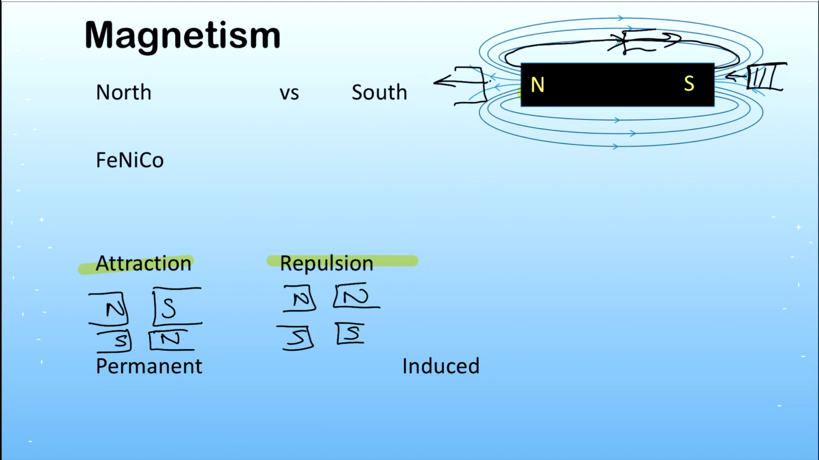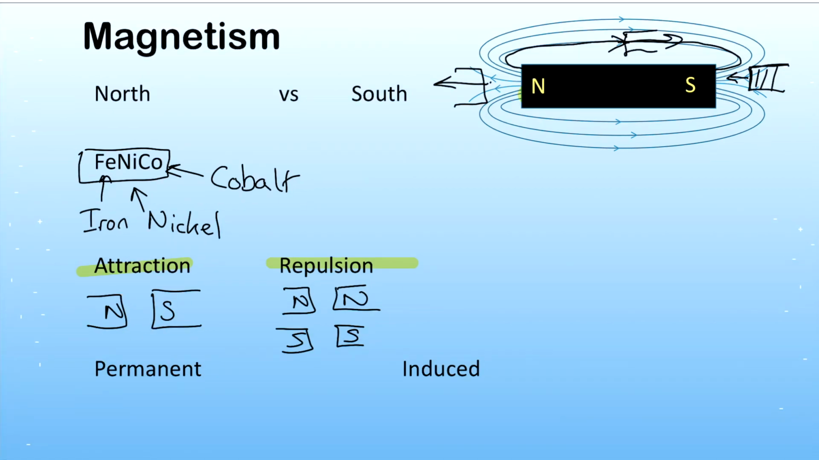The other thing that we're going to look at here is the idea of the three types of metal that are magnetic or can be magnetized, which are FeNiCo. Fe is iron, Ni is nickel, and Co is cobalt. That means that any of these can be put into an alloy as well, so they can be put in a mixture of metals and magnetize that metal alloy. But it is these three that can be magnetized.